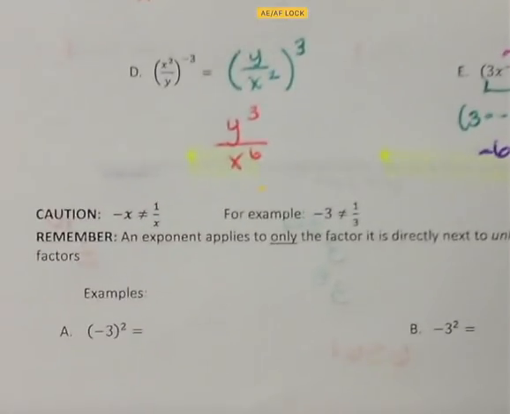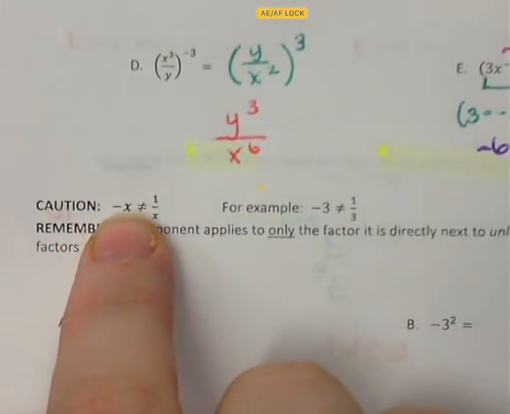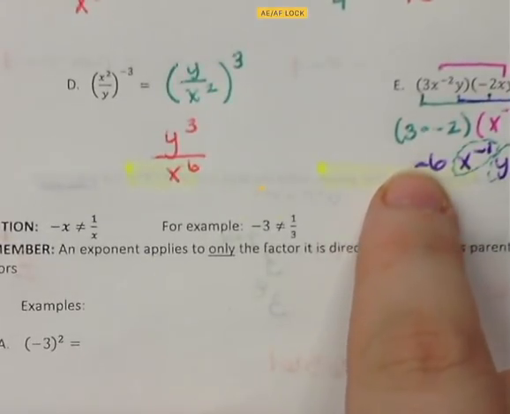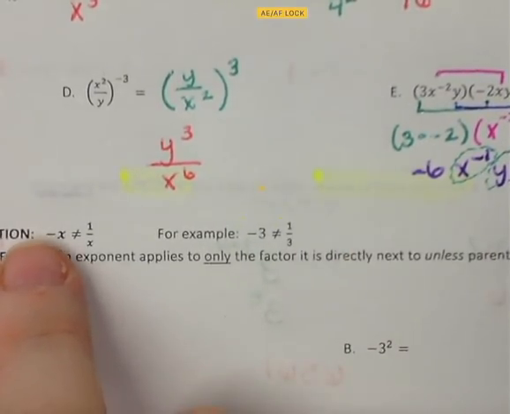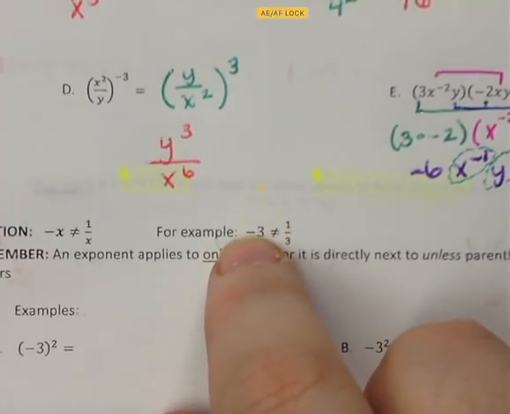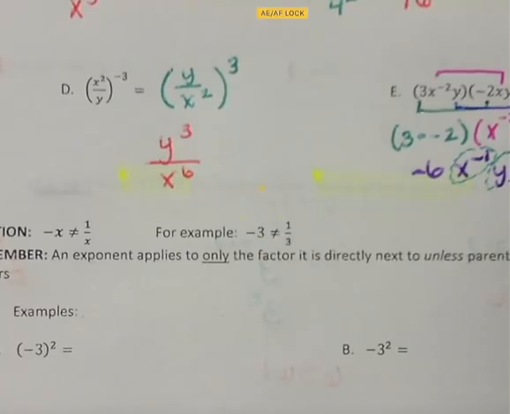The last thing I want to do is caution you about that negative x. Again, we've already talked about this a little bit with that negative 6 right here. It did not have to move. The negative in front does not mean you have to move the base to the bottom or to the top. The negative stays as it is. Negative 3 is equal to a negative 3, not to a 1/3. You don't move it.